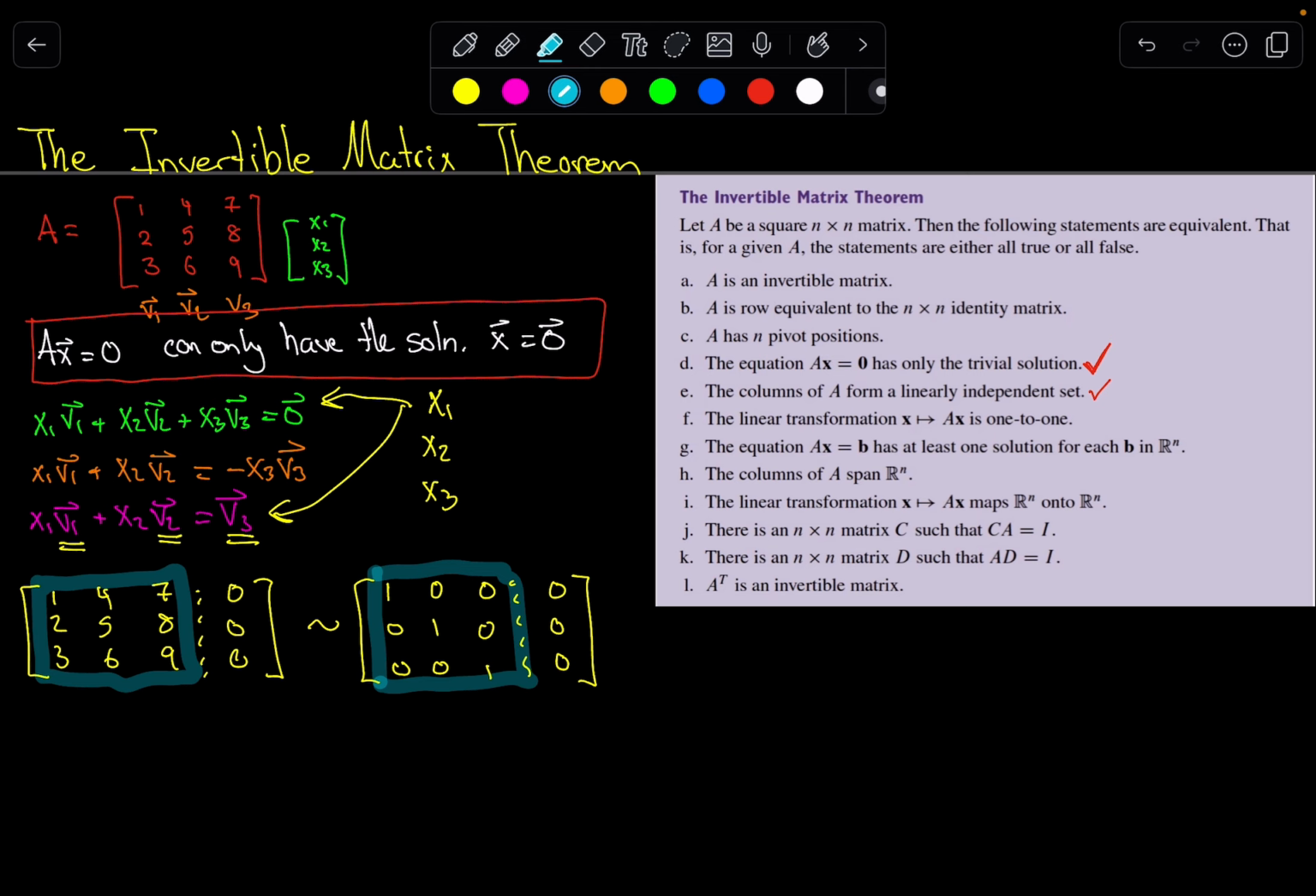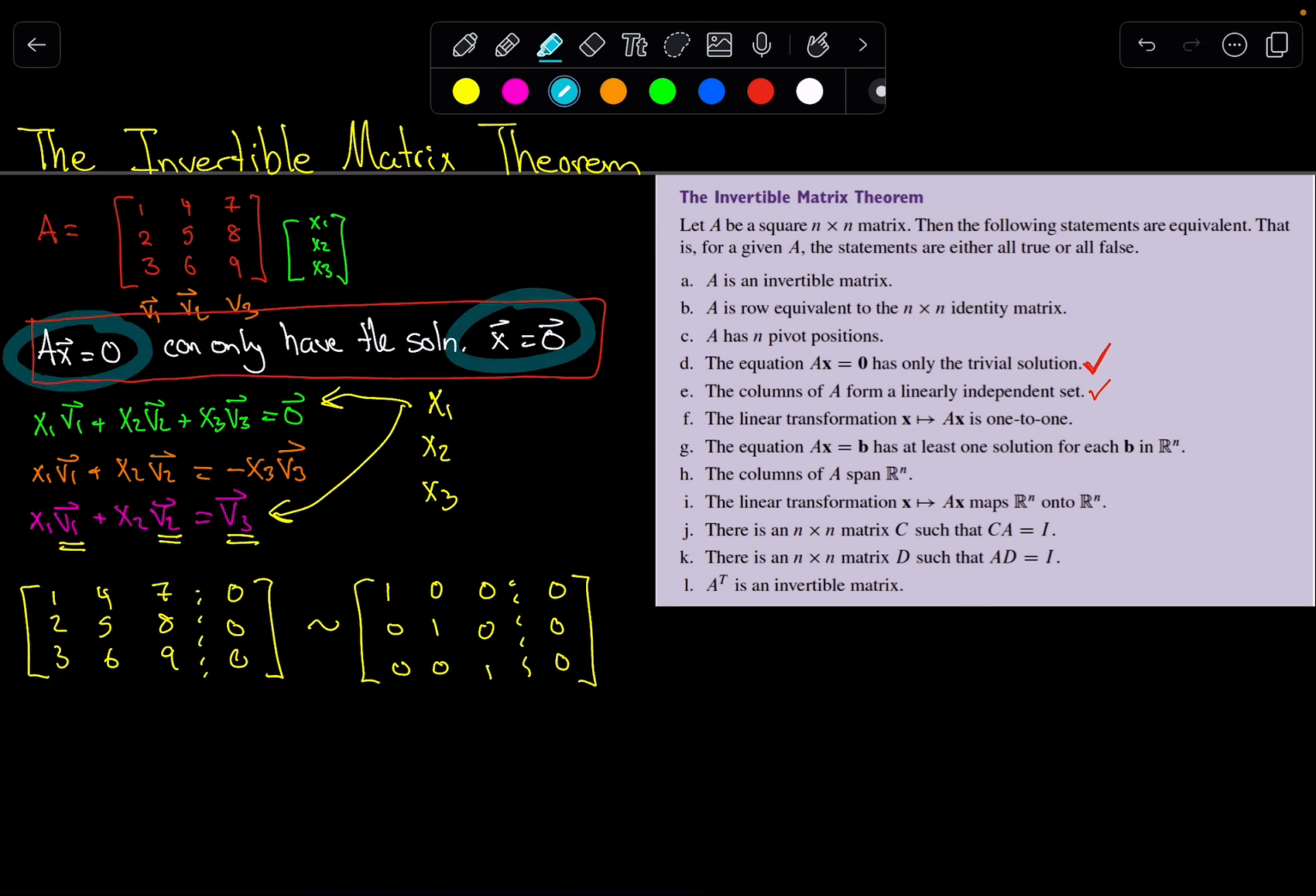I take that back. Row equivalent is just like you do an operation to it and you get a new matrix, and then those two matrices are considered to be row equivalent. We are interested in the case where A is row equivalent to the n by n identity matrix. And that has to happen in order for us to be able to solve Ax equals 0 and only get the trivial solution x equals 0.